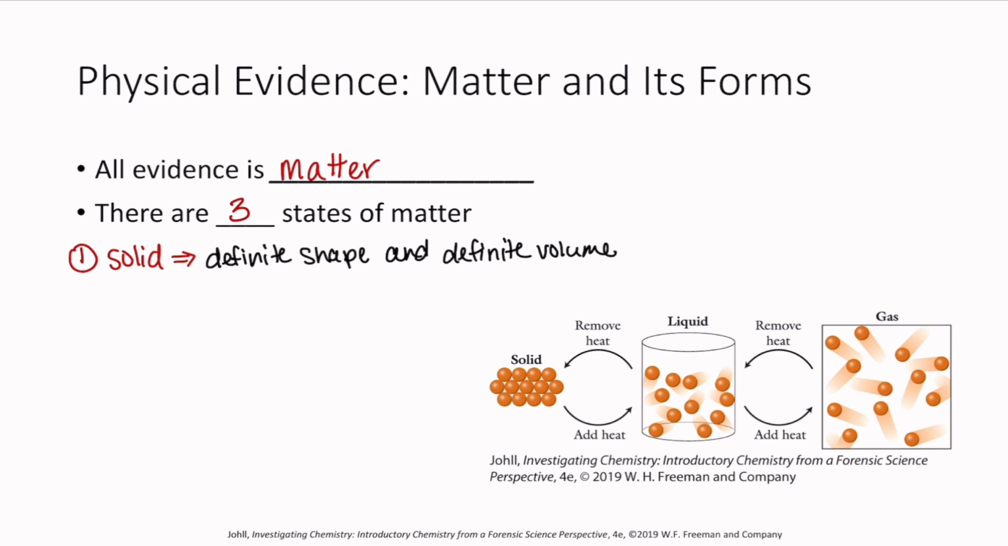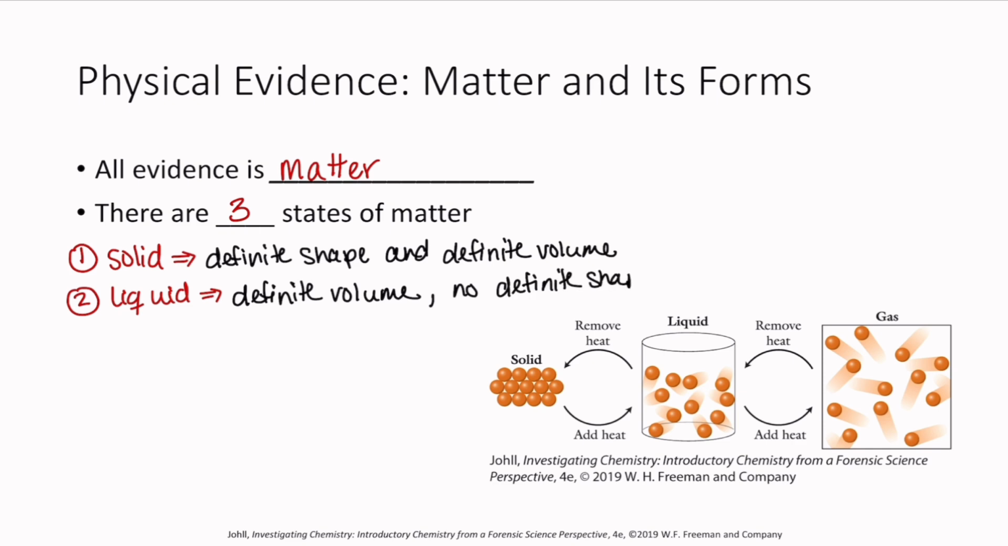Now, the second state is a liquid. And a liquid is going to have a definite volume, but it does not have a definite shape. So, an example of that would be something like a glass of water. That liquid in the glass of water has a definite volume. I can measure the volume, and that volume will stay the same regardless of the container it's in.